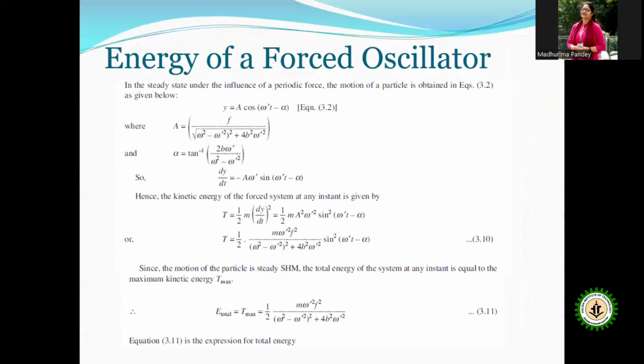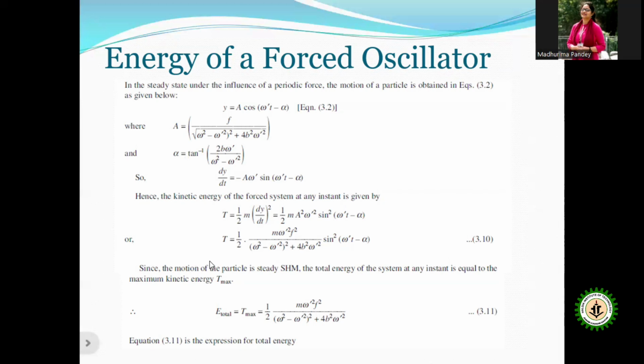Now what will be the expression for energy for this forced oscillation? For that, we deal with the expression under the steady state conditions. Now put the values of A and alpha. A is the amplitude, which we already obtained in our previous calculations, and alpha is this one. We already know.